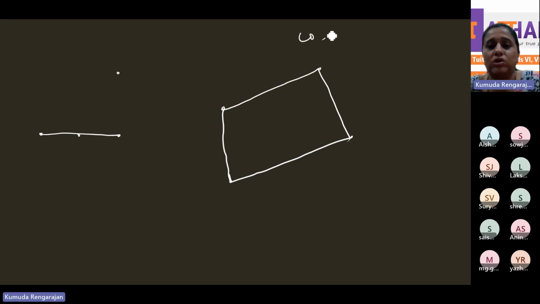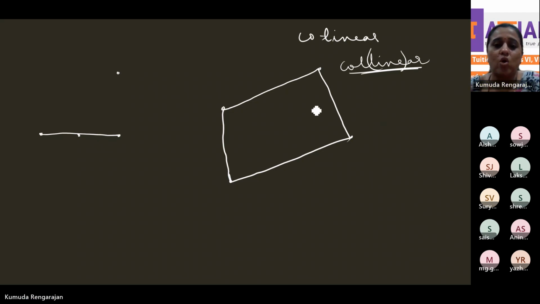Collinear. I'm just splitting it up for you. Collinear is spelled like this, with the double L. Can you see the word line here? Like you say co-passenger, the passenger or passengers traveling with you in the same bus or train. Co-passenger, collinear. Collinear means 3 or more points lying on the same straight line.